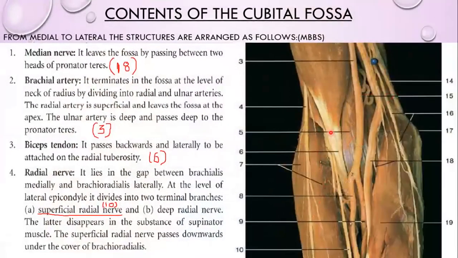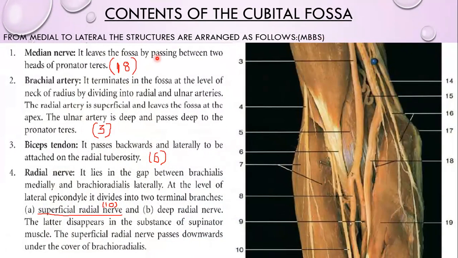Now, from medial to lateral, the structures are arranged as follows. Use this mnemonic: MBBS. M from median nerve, B brachial artery, then the other B biceps brachii tendon, then the S is superficial radial nerve.